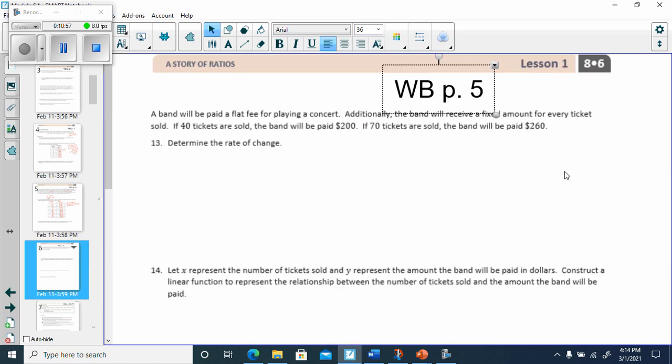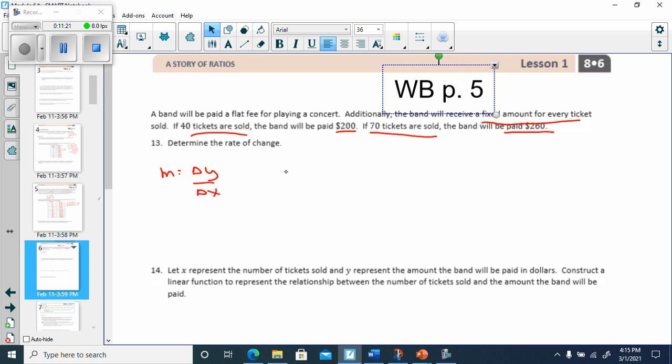Now look on page 5. A band will be paid a flat fee for playing a concert. Additionally, the band will receive a fixed amount for every ticket sold. If 40 tickets are sold, the band gets $200. If 70 tickets are sold, the band gets $260. Determine the rate of change, the M, the change in Y over change in X.